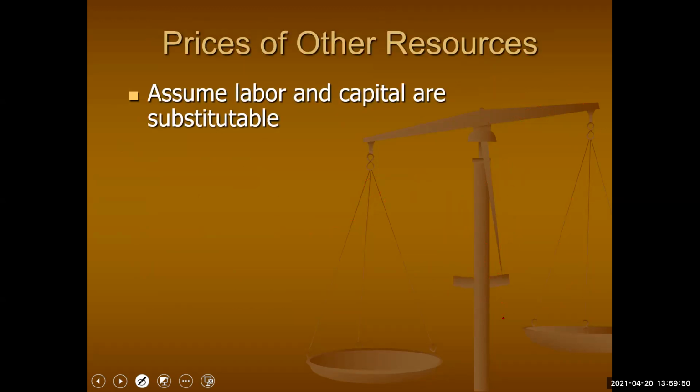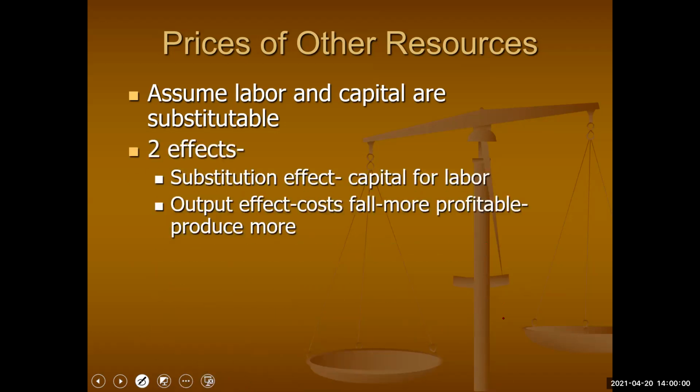And so what happens is now we have to figure out how substitutable, if you will, capital and labor are. And there are two effects. There's a substitution effect, capital for labor, and there's an output effect. Costs fall, it's more profitable, so you produce more. And let me give you kind of a quick story that illustrates the point.